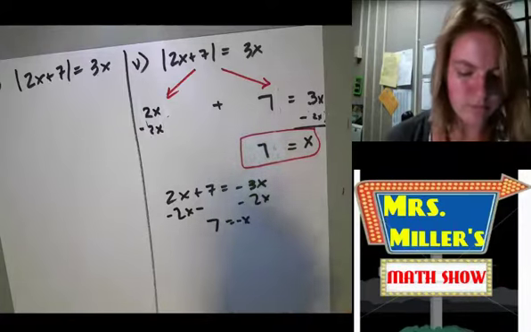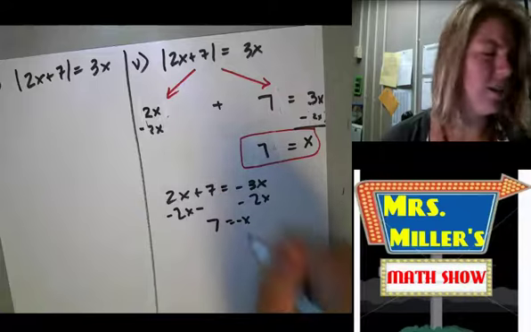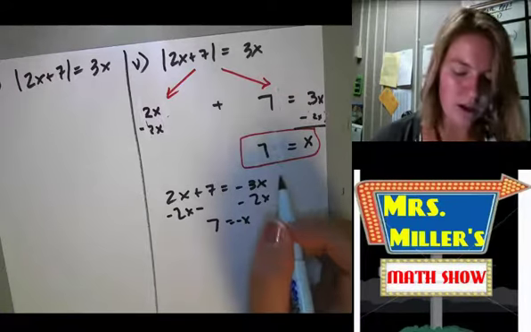Good. Negative 3 minus 2. Negative 5x. Oh, yeah.